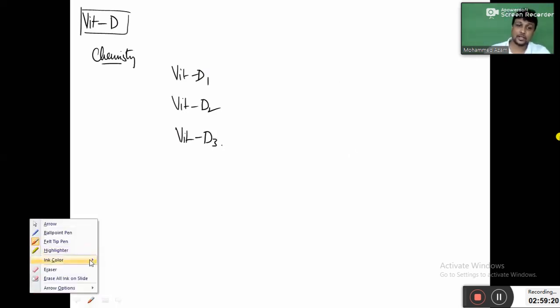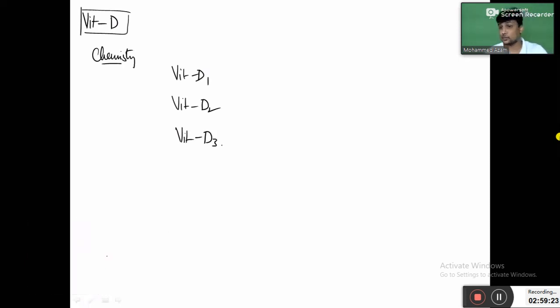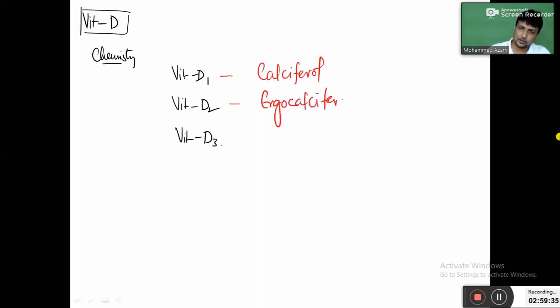Now can anyone tell me the names? This is asked many times in the MCA exam. Vitamin D1 is calciferol, vitamin D2 is ergocalciferol and vitamin D3 is cholecalciferol. They have already asked the D2 and D3 names in your MCA exam, so take care about that. Names done.